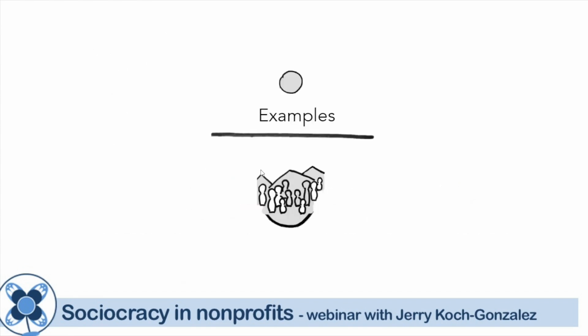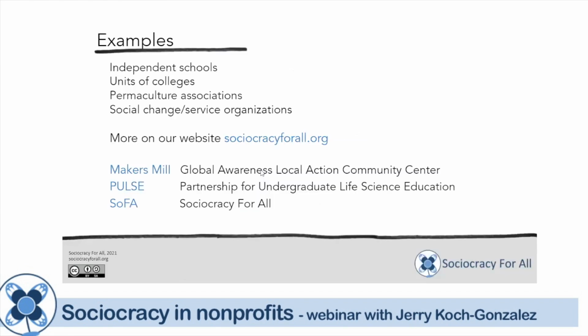So that's the overview of sociocracy. And now let's take a look at some of the examples. Nonprofits that are sociocratic exist in many different forms. There are independent schools, there might be units of colleges, permaculture associations, social change, and social service organizations. You can see some examples of those in our case studies on our website. In this session, I'm going to just look at 3 different ones.